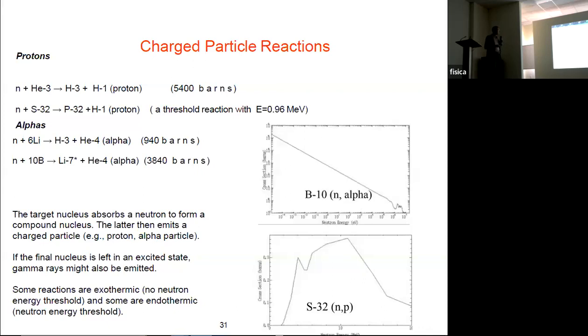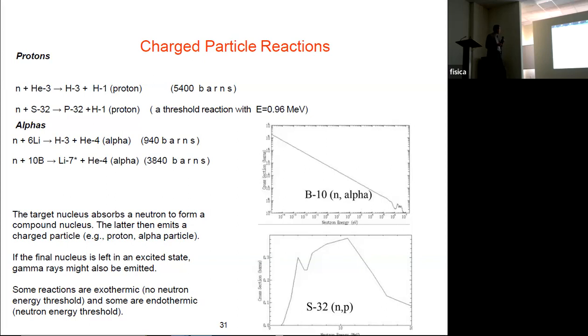And here are some examples of how neutrons are absorbed and give rise to new particles, specifically charged particles. Here you can see the most common reactions which are used to detect neutrons. The first one is a neutron interacting with helium-3, and you get a tritium and proton reaction. Here you can see the cross section. This is actually the cross section for thermal neutrons.